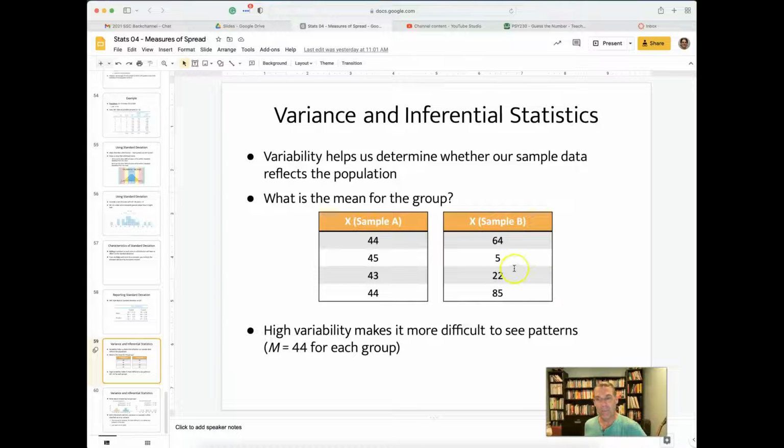But if I gave you sample B and asked you what the mean is, most people would take a long time to try to figure it out. In fact, they'd probably have to calculate it. But it's actually also 44. It's just harder to see initially because these scores are really varied.